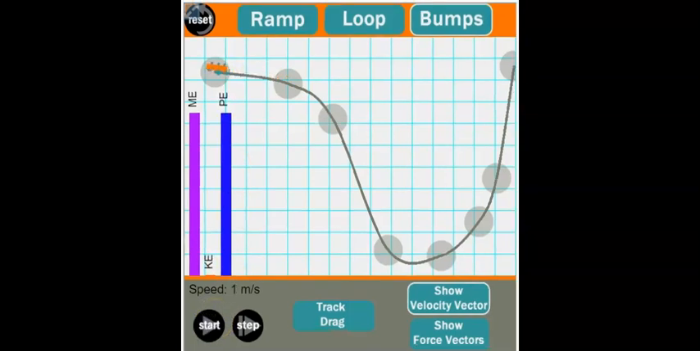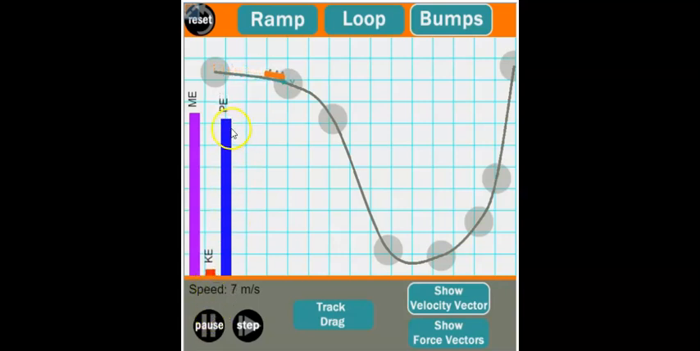I'm going to run the simulation again, and this time I want you to focus on the exchange of PE for KE in this bottom left corner, as well as this purple bar, which stands for mechanical energy, which is the total energy. And you'll notice something, that this purple bar will always be the sum of the P plus the K. Let's run it.